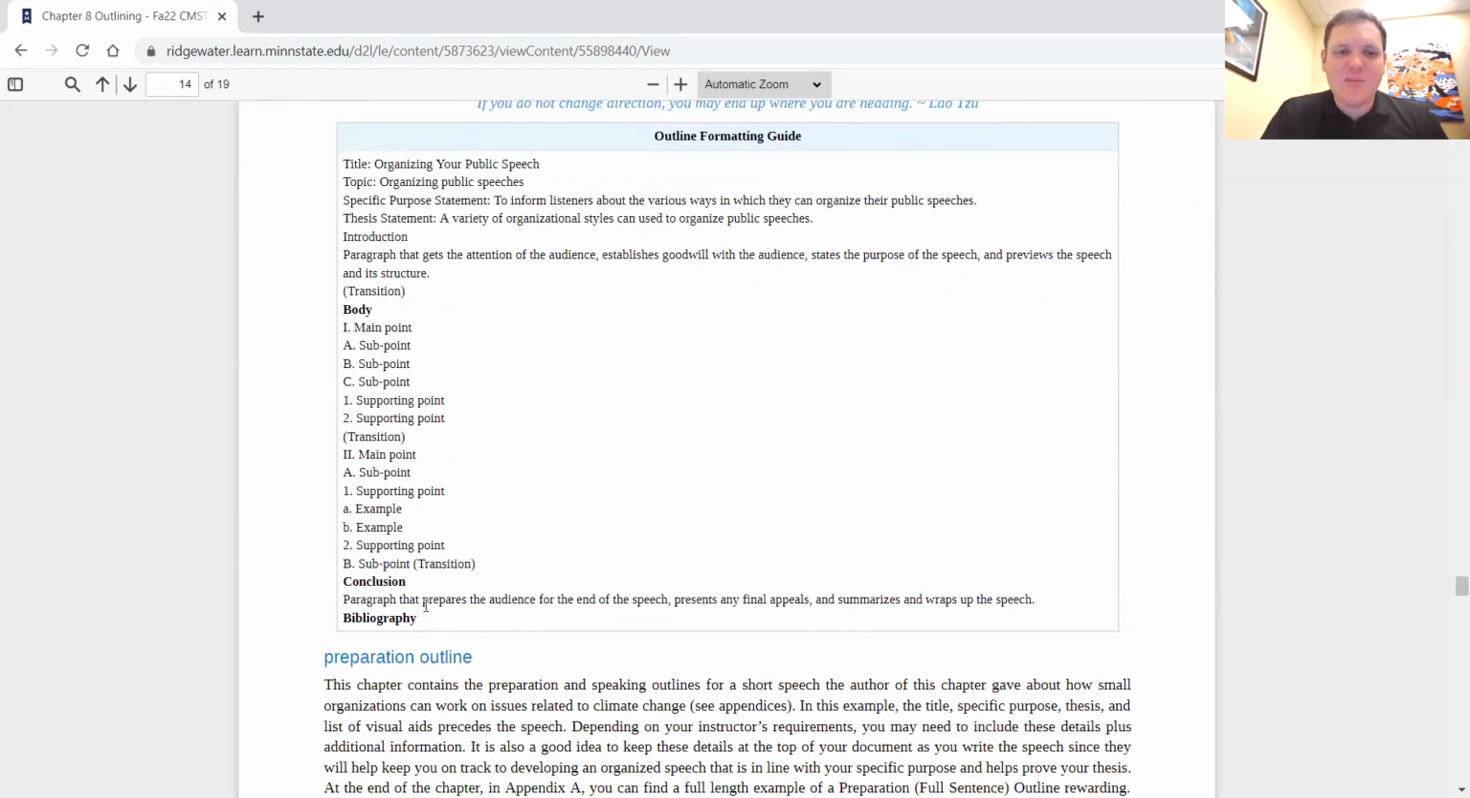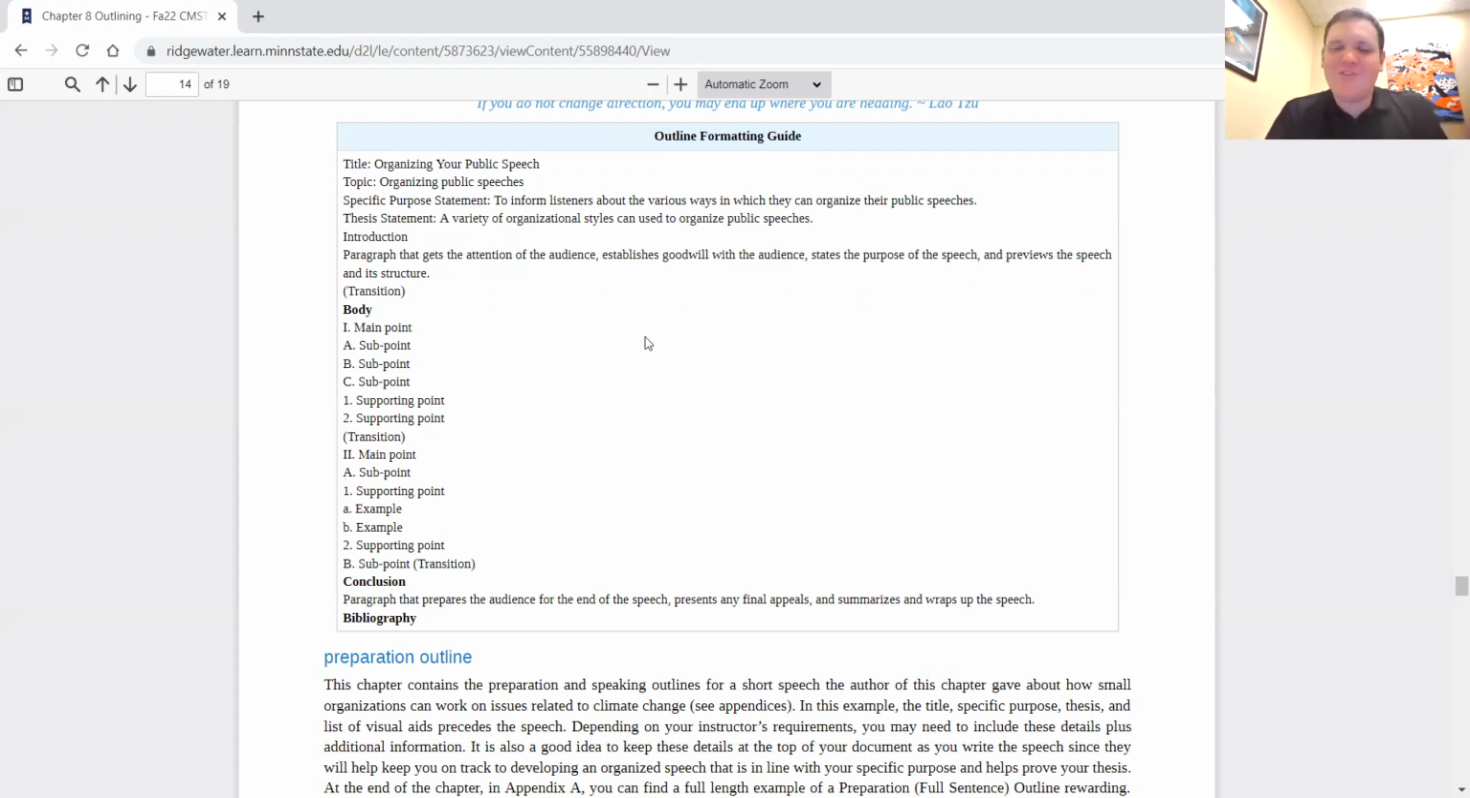So this is exactly what I mean about finding something online that you can use as a template and taking the key ideas. So again, it just tells you what an introduction is. You're not going to have that as part of your introduction. You're going to write out your paragraph that gets the attention of the audience and do what it says to do here. So I like this outline formatting guide.